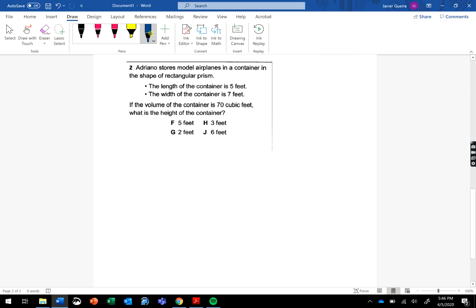Okay, so it says Adriano stores model airplanes in the container in the shape of a rectangular prism. So we know rectangular prism again, right? We know that's a 3D model. I'm sorry, a 3D rectangle. We know the length is 5 feet. The width is 7 feet. And they want to know the volume. What is the height of the container if the volume of the container is 70 cubic feet?